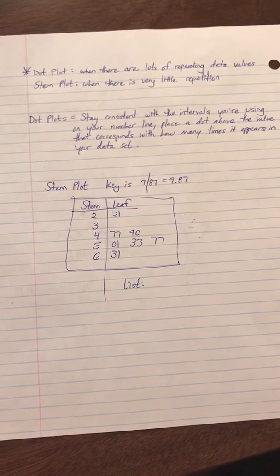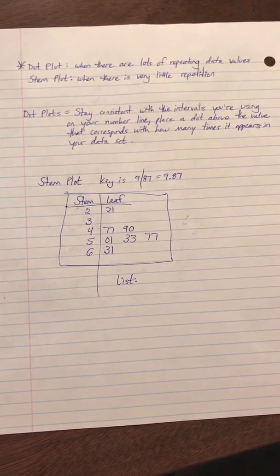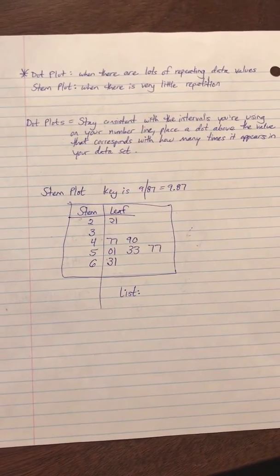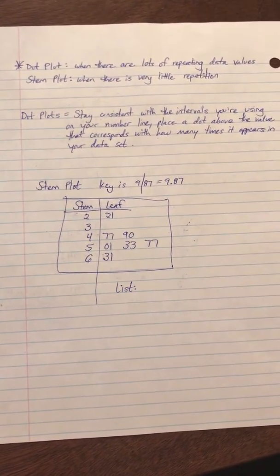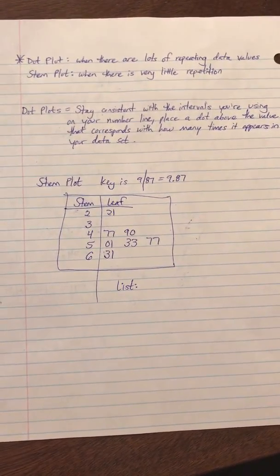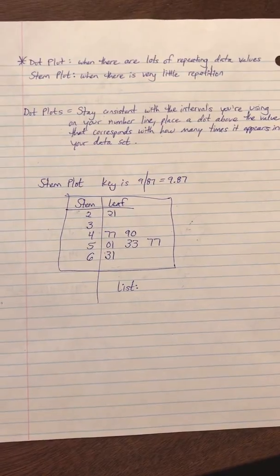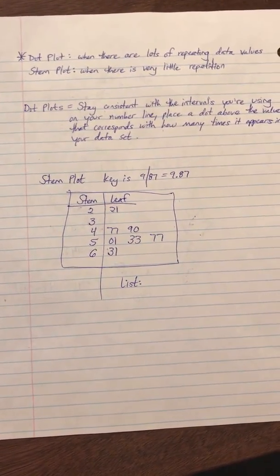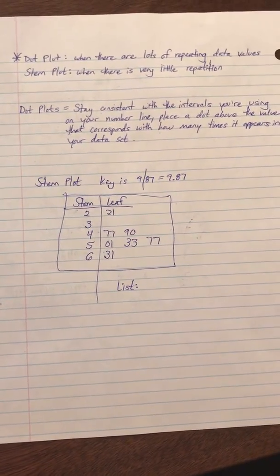Okay, so the first lesson in this unit is pretty straightforward. It's on simple plots, and I just took some notes down. The first one says that dot plots are used best when there are lots of repeating data values. So if you see a list where it looks like a lot of the values repeat, then you might want to use this dot plot to represent that data set.